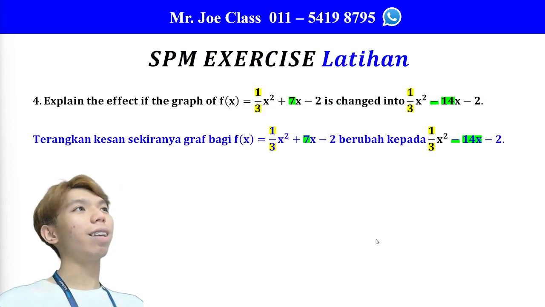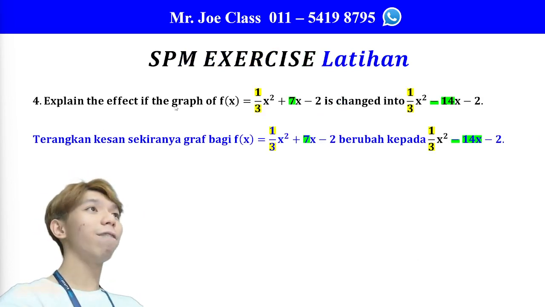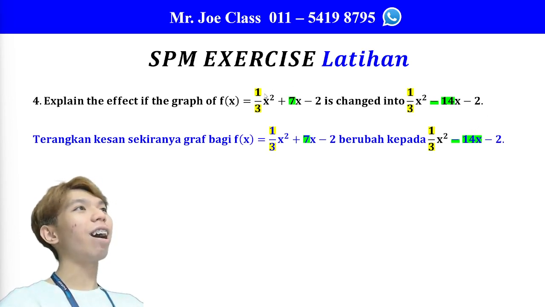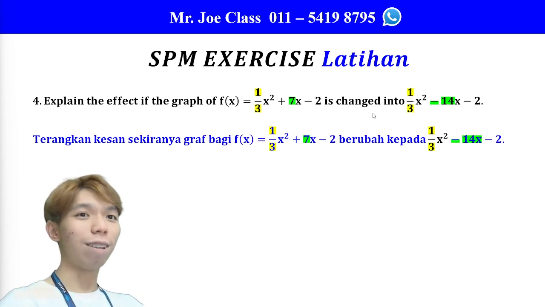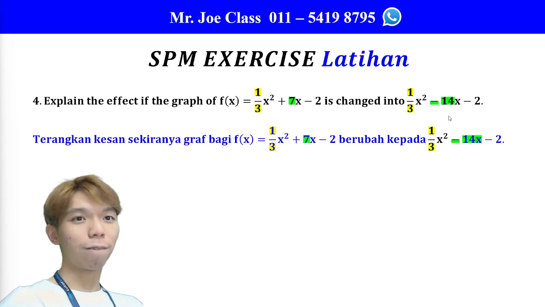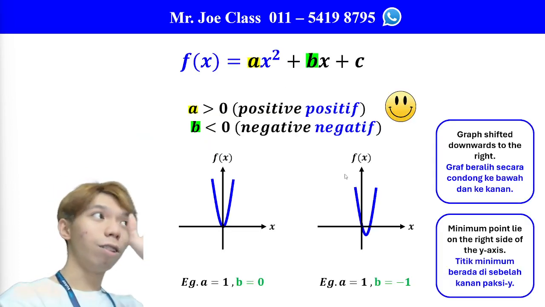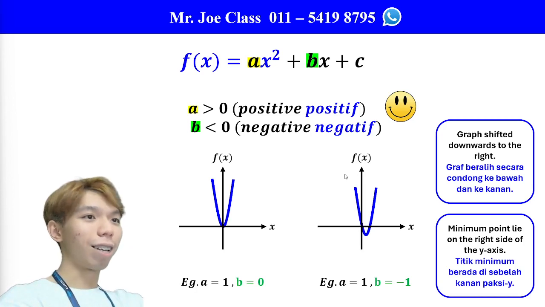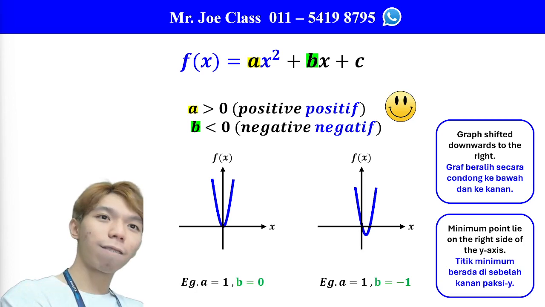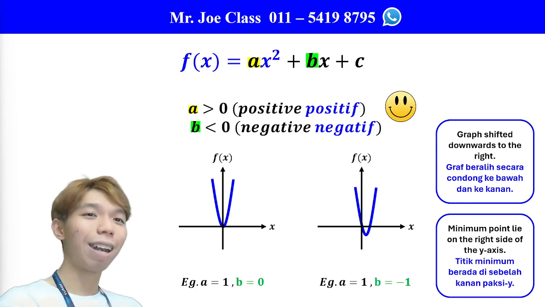Okay, now let's do the exercise. Explain the effect if the graph of f(x) 1 over 3 x squared plus 7x minus 2 is changed into 1 over 3 x squared minus 14x minus 2. So now, 1 over 3 and 1 over 3, which is the value of a. The value of a is positive, but the value of b becomes negative. So when it becomes negative, it will shift downwards to the right. Okay, ke bawah dan ke kanan, and the minimum point, titik minimum, is on the right side of the y-axis. Sebelah kanan paksi y.